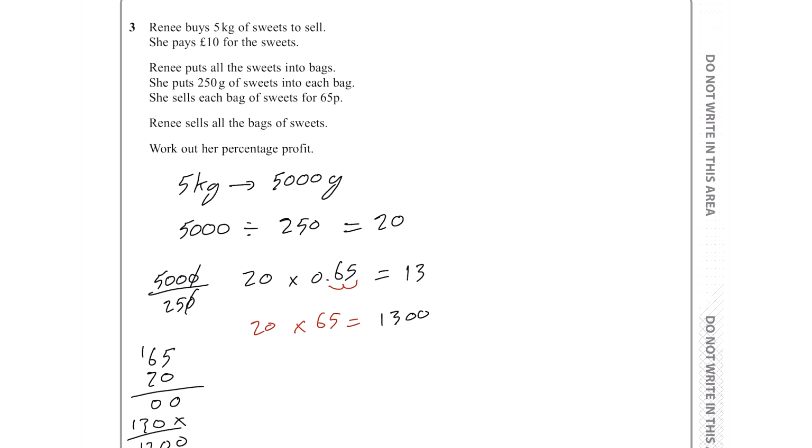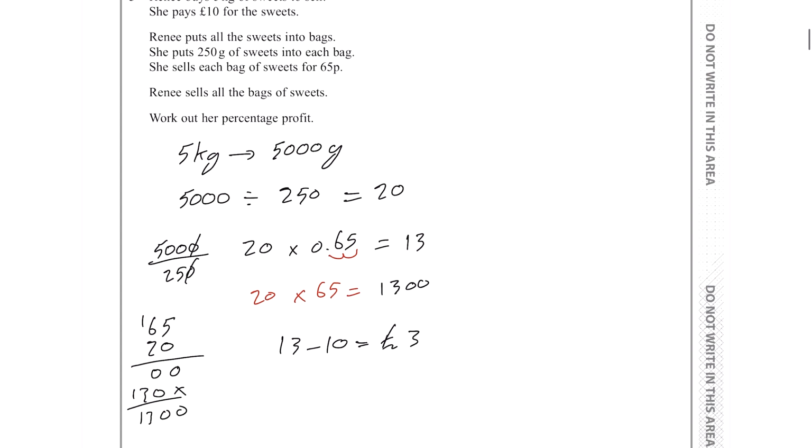What is her profit? So we know she paid £10 to buy these. So she's made a £3 profit, but they want that as a percentage. So that will be the profit divided by the total which she paid, which is £10, and we can times that by 100. So that will be 30%.